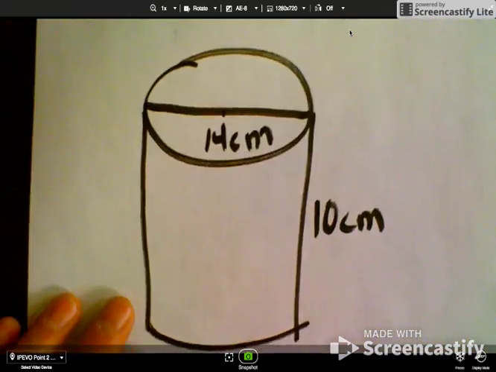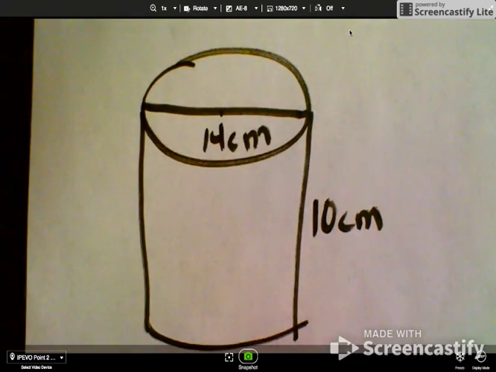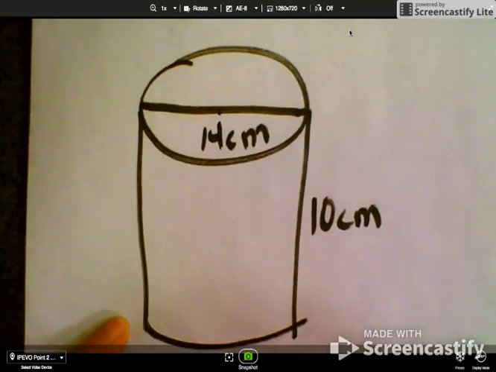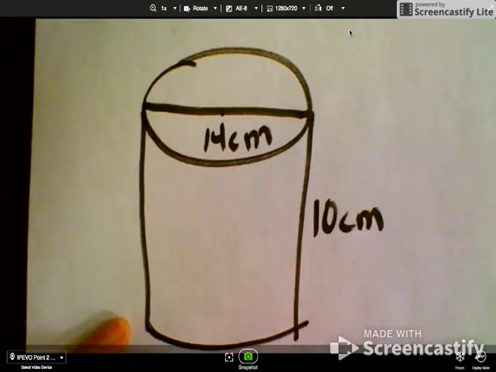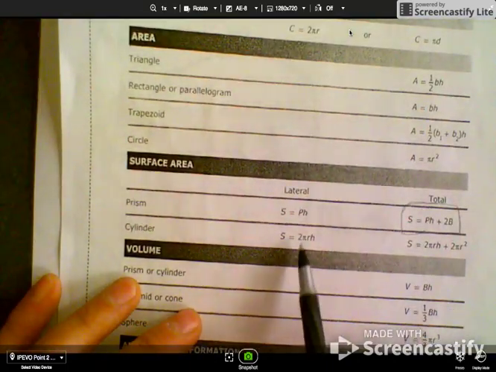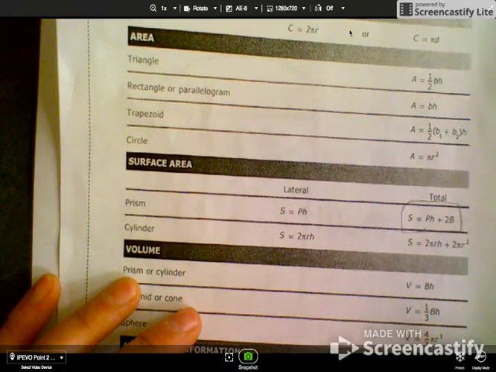Before we ever start, we need to know what the radius means and the height. And if you know those two things, then you can be well on your way to solve the lateral or the total surface area of a cylinder.